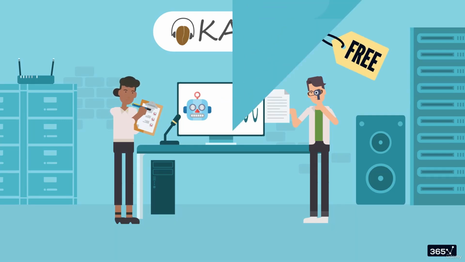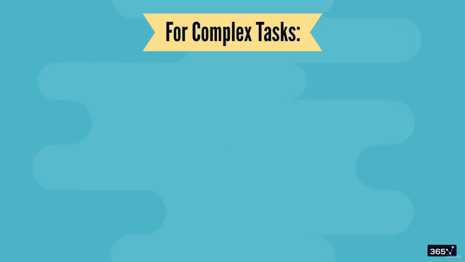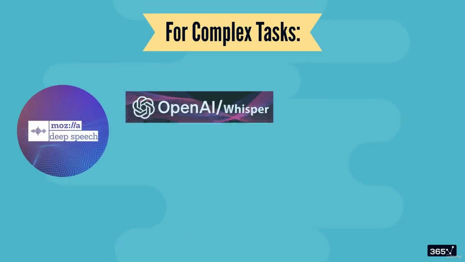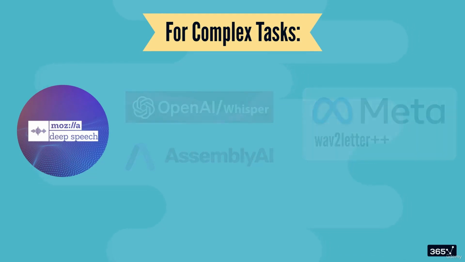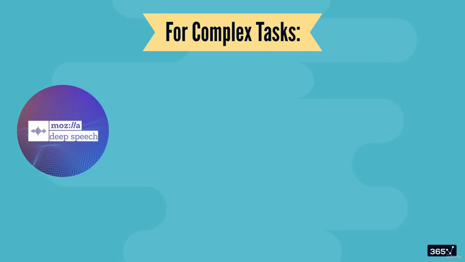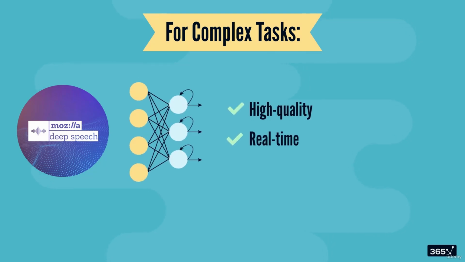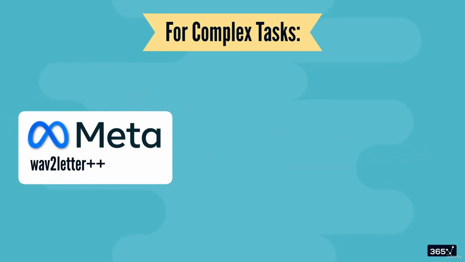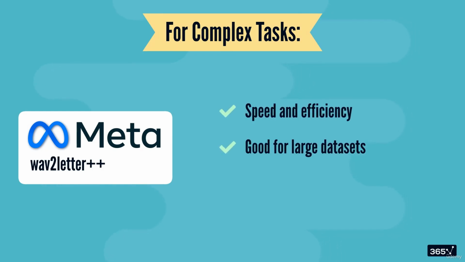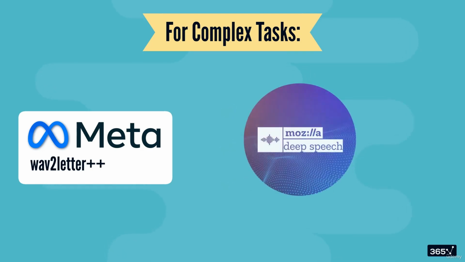Great! If you need a tool that can handle even more complex tasks, Deep Speech, Whisper, Wave2Letter, and AssemblyAI are excellent choices. Deep Speech, developed by Mozilla, uses RNNs for high-quality, real-time, end-to-end speech transcription. Similarly, Meta's Wave2Letter++ offers deep learning solutions and is known for its speed and efficiency, making it a good fit for large datasets and applications demanding quick processing times. Both Deep Speech and Wave2Letter++ are open source and free to use.